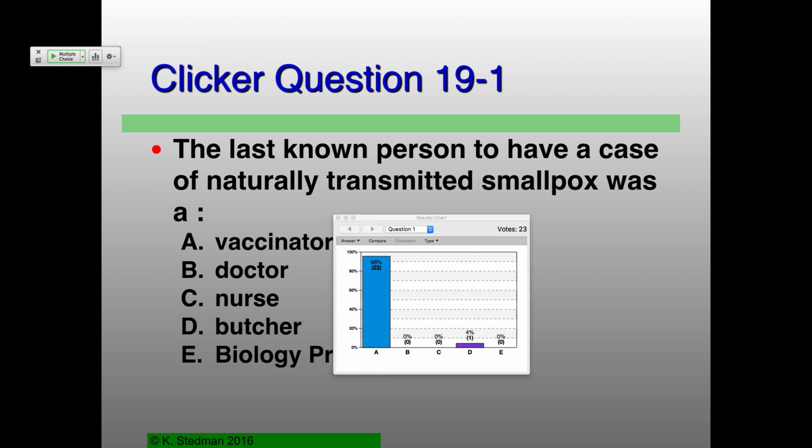Someone thought butcher. Was a cook, yes, but not a butcher. But yeah, vaccinator. That was the main problem because this person had been together with lots of people who could then potentially come down with smallpox. So that was why they had to have that massive extra vaccination campaign right at the end.